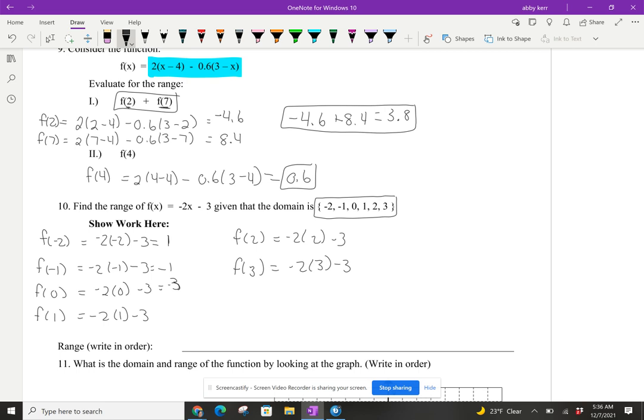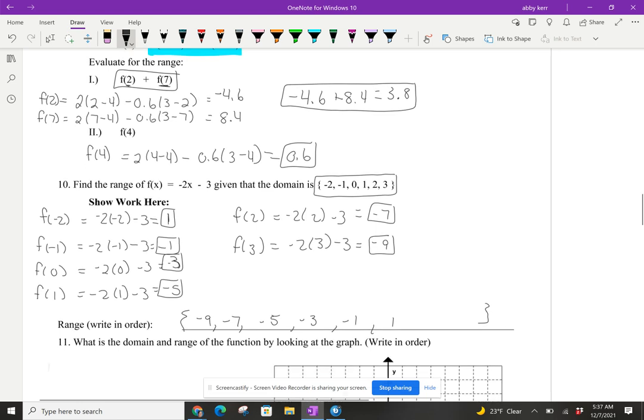-2 times 1 is -2, minus 3 is -5. And then -2 times 2 is -4, minus 3 is -7. And then -6 minus 3 is -9. Now when you write them in order, that means smallest to biggest. Notice how I box up my answer. That would go a long way with me if you could do that, please. So then I'm not searching for your answer.